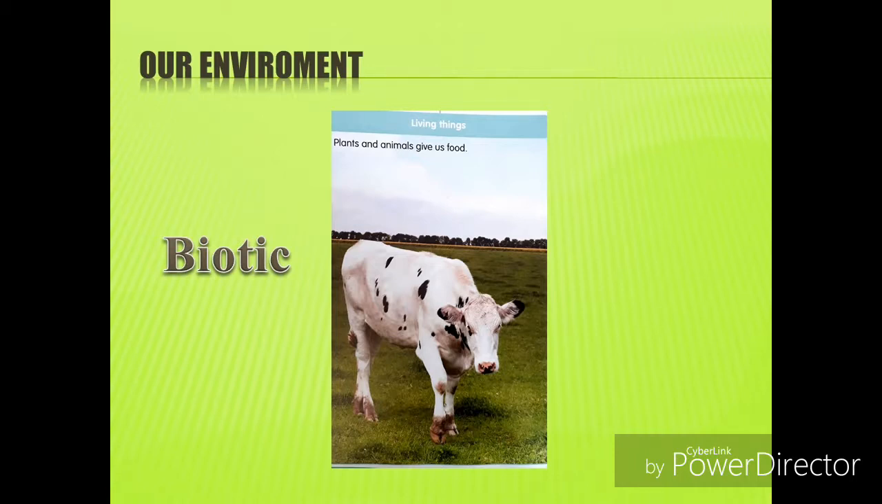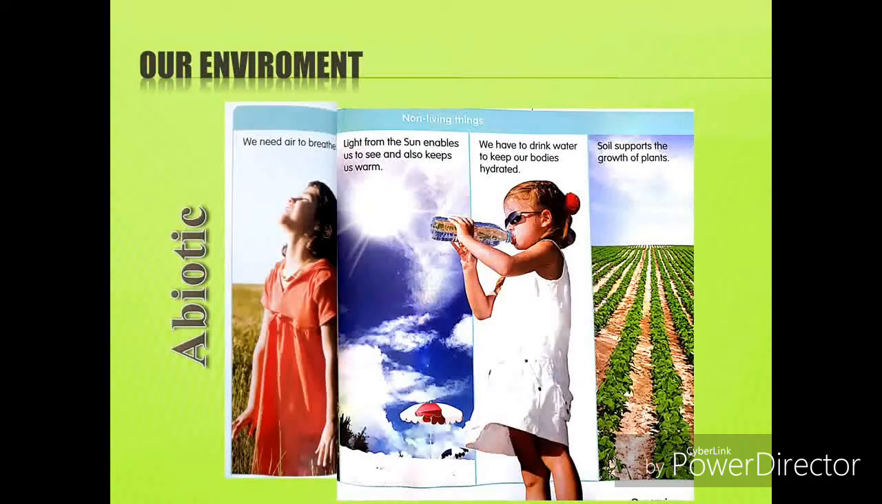So we're going to start to talk about the living things. Living things are integrated by plants and animals, which give us food, and for this reason they are so important for our environment. The other part of the environment is the non-living things, or known as abiotic things.